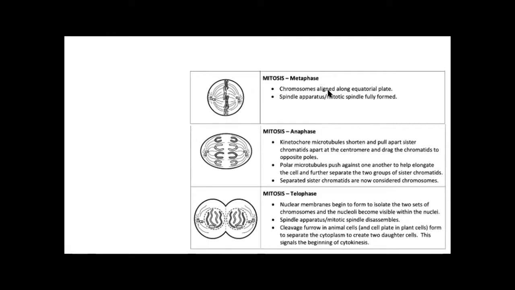All right, so the chromosomes are going to line up along what we call the equatorial plate. That's where cytokinesis is going to take place. Your cell will split along the equator.